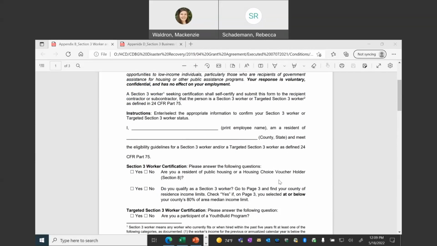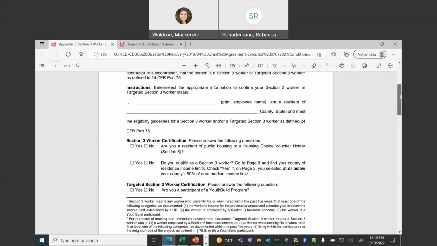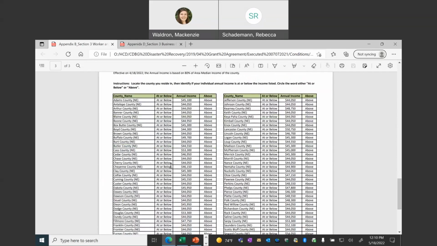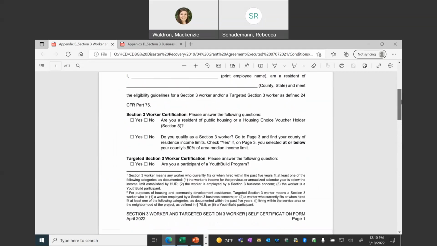They're going to answer, are you a resident of public housing or a housing choice voucher holder, Section 8? Yes or no. Then they're going to go to the next question, and we'll be asking them, do you qualify as a Section 3 worker? Go to page 3, and then they'll find their county of residence income limits and check yes if on page 3 you selected at or below your county's 80% area median income. So for our example earlier, we used Adams County. So this individual will be identifying if they make at or below $45,100 or above that. So we'll just need a circle on this page whether they make more or less than $45,100. So if they indicate at or below, they will indicate yes on this form.